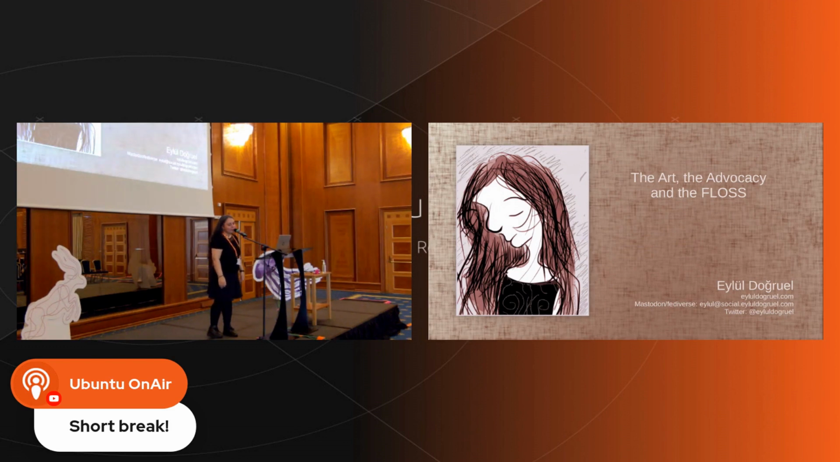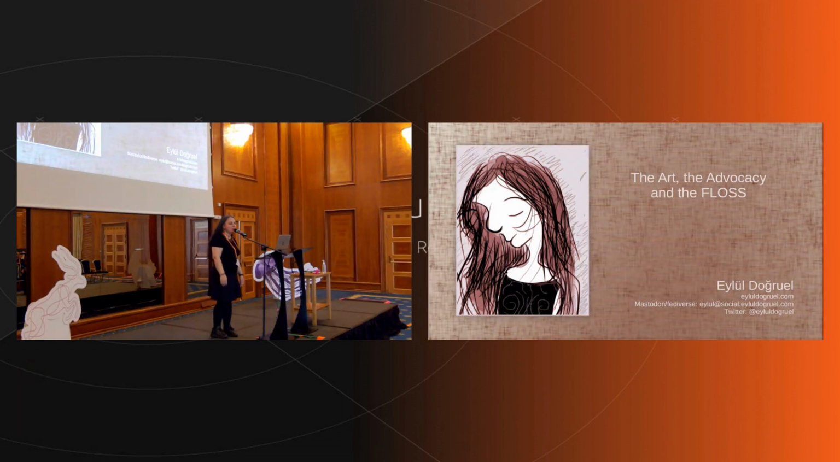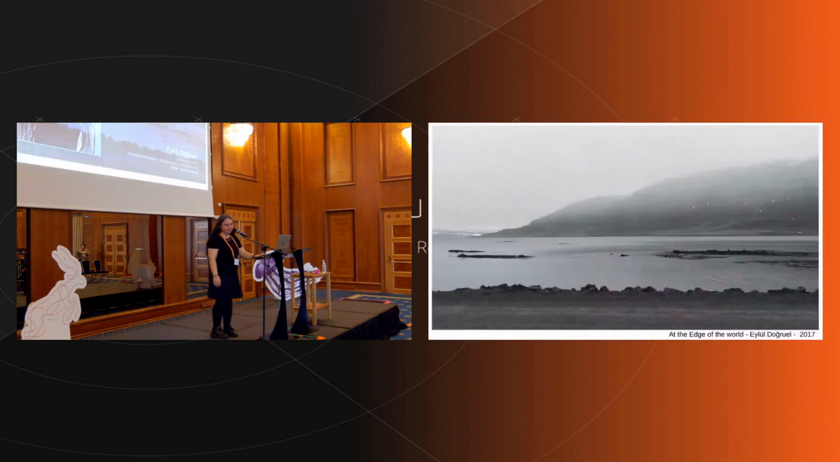My name is Eylul Dogruel, and I am a contemporary artist and educator, part-time lecturer at Istanbul Technical University, and I'm also a volunteer for the Ubuntu Studio. So, what exactly do I do as an artist? In my artistic practice, I work with a variety of media.